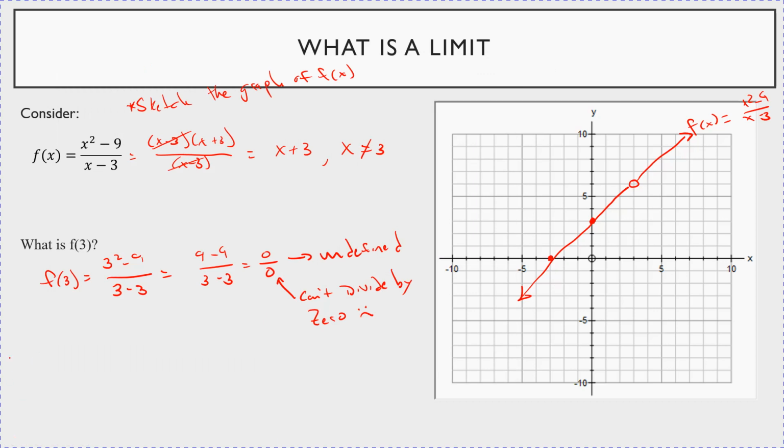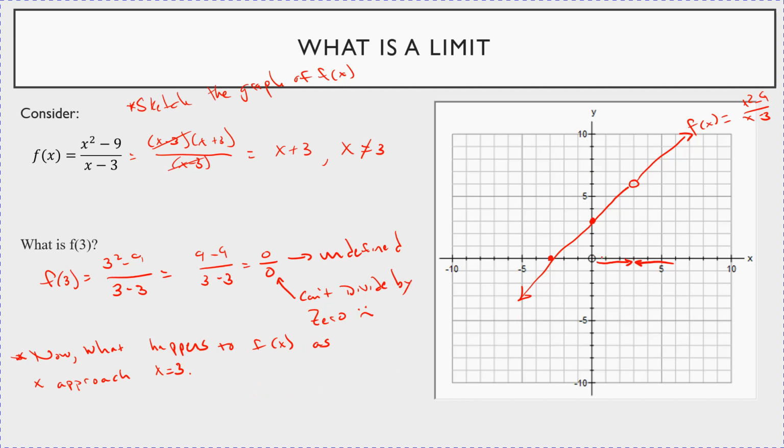So now, what happens to the function f of x as x approaches 3? This is going to say, look, what happens to the function when you take x and say, what happens to the function as x approaches 3? Where does it look like the function is going?